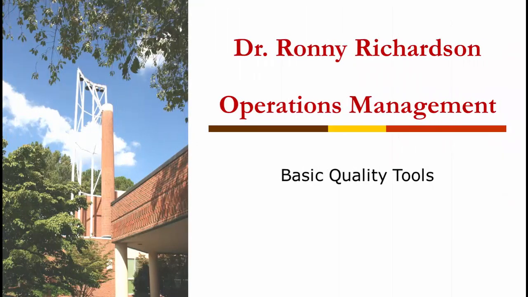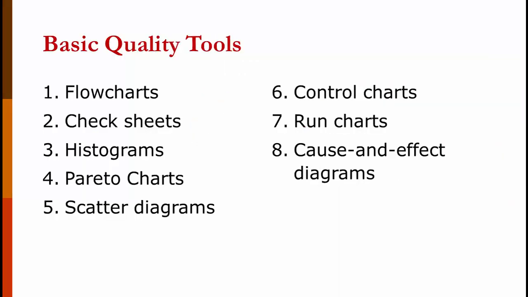Welcome to my operations management video on the 8 basic quality tools. Those 8 basic tools are 1. Flowcharts, 2. Check sheets, 3. Histograms, 4. Pareto charts, and as you'll see, histograms and Pareto charts are very close to each other. 5. Scatter diagrams, 6. Control charts, 7. Run charts, and as you will see, control charts and run charts are very similar to each other, and 8. Cause and effect diagrams. We're only going to look at the tools in this video.